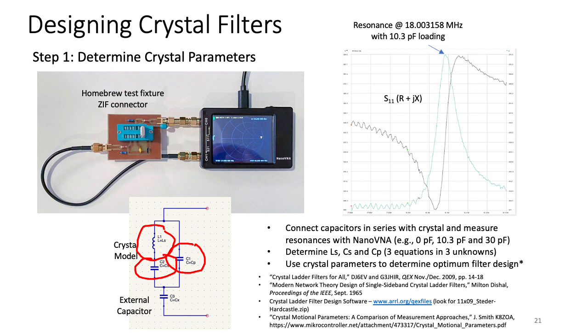So the way to do that is we're going to apply an external capacitor, and the external capacitor will have 3 values, selectable values, 0 pF, 10.3 pF in this case, and 30 pF. Those are the values that I measured that I had available.